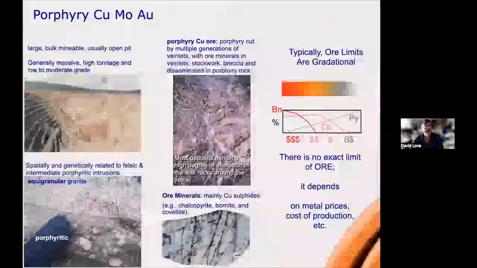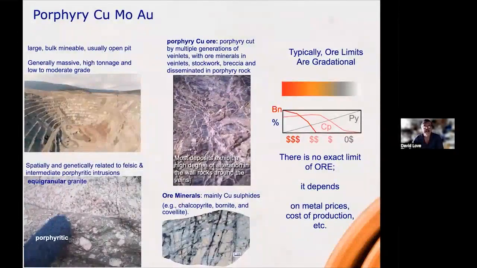All right, what do porphyry copper deposits look like? They have accessory minerals of molybdenite and gold also. They're large, bulk mineable, so open pits. They're generally massive, that is, they're pretty continuous, uniform things, high tonnage and low grade.